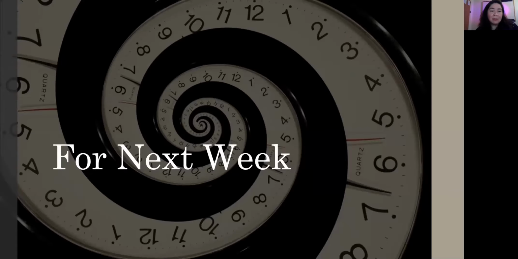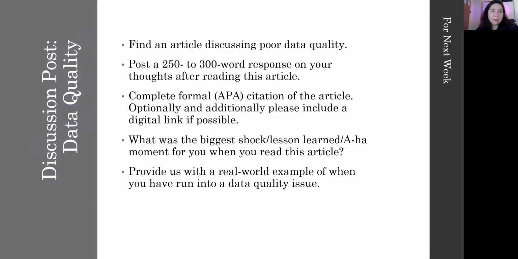Okay, for next week, we actually only have one thing that is due, which is our first discussion post. And this is only one of this style that I'm going to ask you to do. So I'd like you to find an article. This could be a journal article or a news article, whatever, talking about poor data quality. This can be anything that would be relevant for this class.